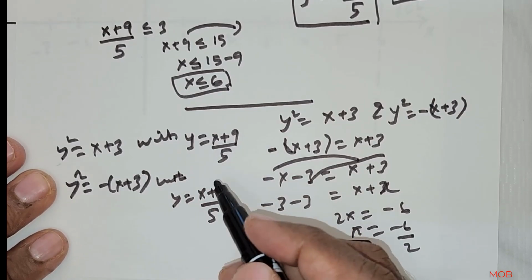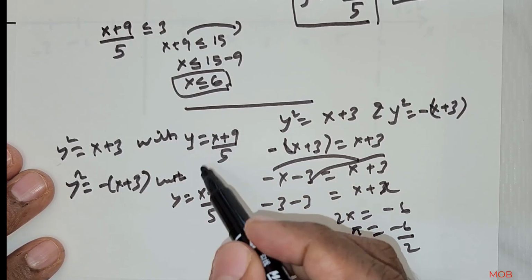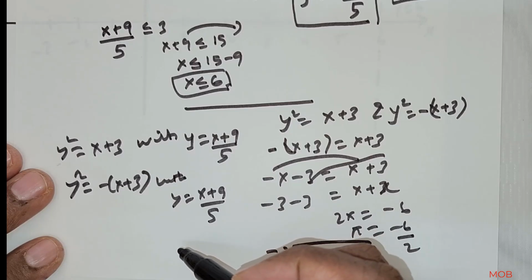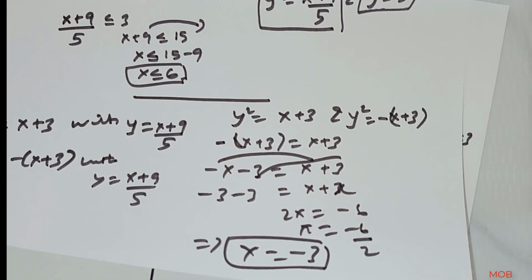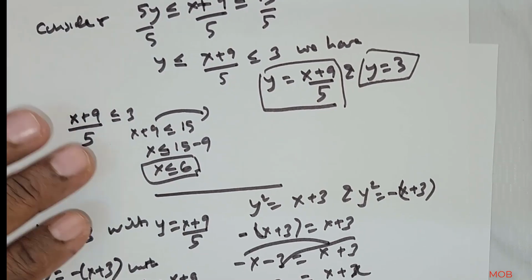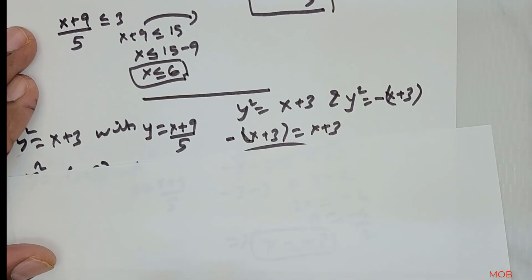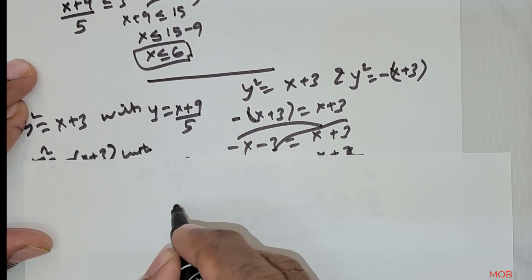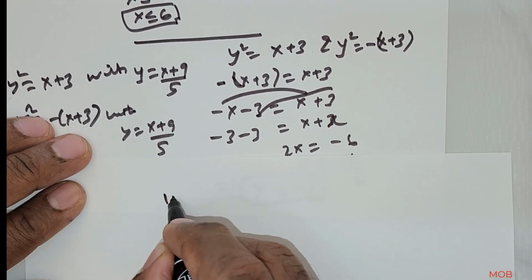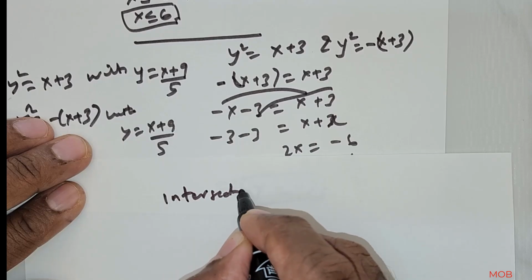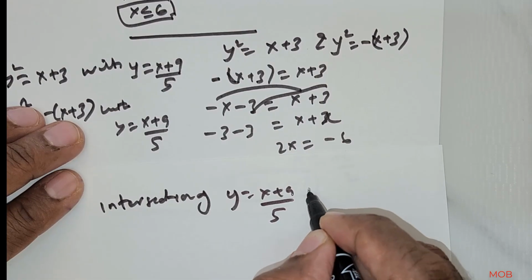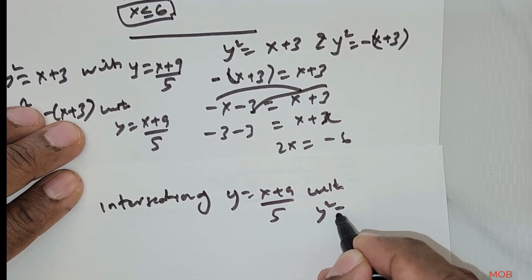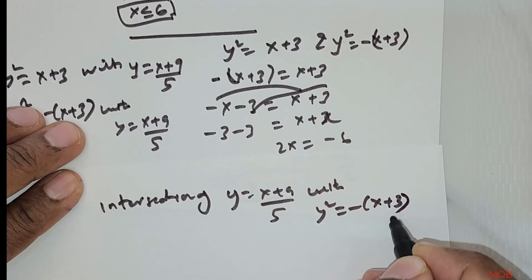So these two intersections, if I get these two intersections, then I would be in a better position to draw the graph. Okay, so let me have this in one corner, excuse me, and move it up, or I would say find that thing out. So first I'm going to find the intersection of y = (x + 9)/5 with y squared equal to negative of (x + 3).